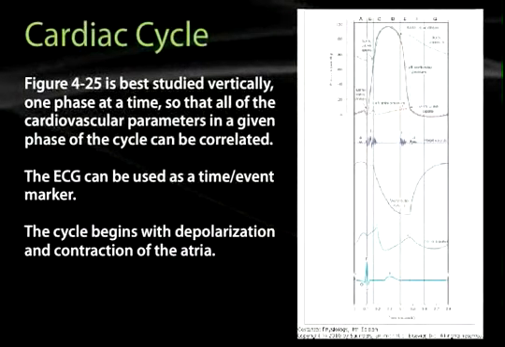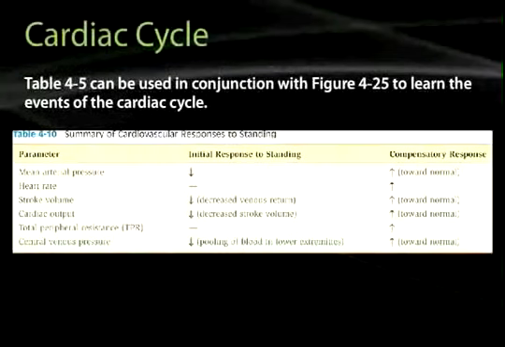This figure is best studied vertically, 1 phase at a time, so that all of the cardiovascular parameters in a given phase of the cycle can be correlated. And the ECG at the bottom of the picture can be used as a time and event marker. The cycle begins at the very left with depolarization and contraction of the atria. Table 4-5, which is on page 150, can be used in conjunction with figure 4-25 to learn the events of the cardiac cycle.